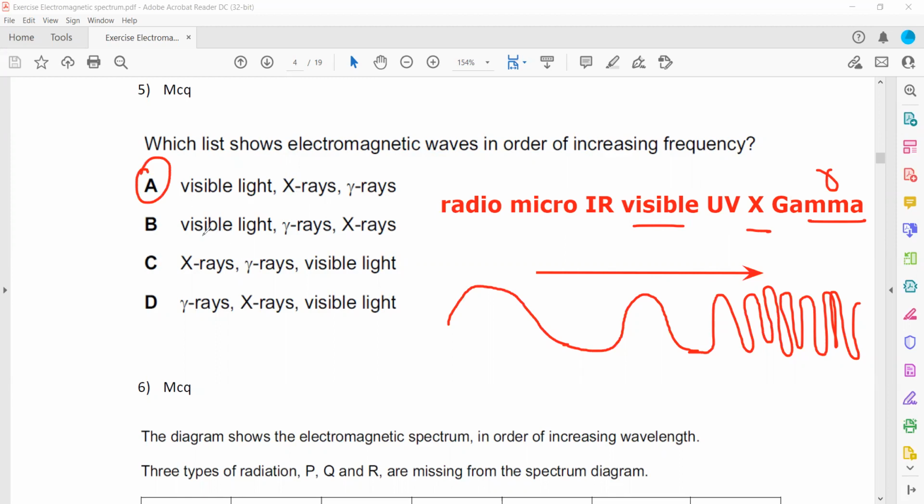Why is B wrong? Because first it is written visible, then gamma. But it should be visible, X-ray and gamma. X-ray, gamma and visible, that is totally wrong. And gamma, X-ray, visible, this order is correct, but this order is decreasing frequency. But in the question they are asking for the order of increasing frequency. Is this question clear?